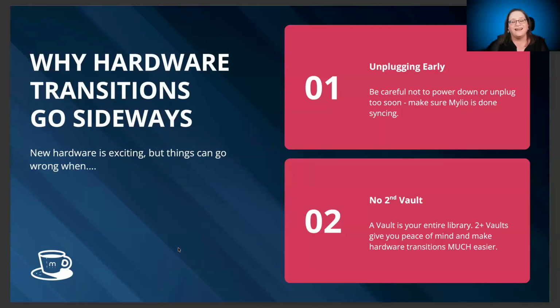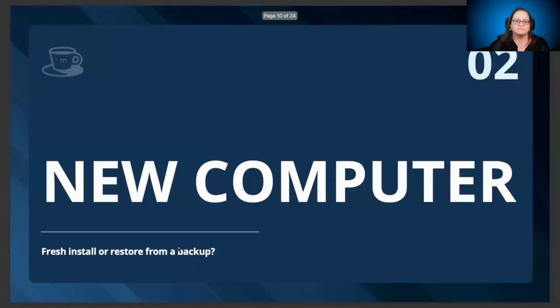Issue number two is not having that second vault. That is your safety net to make sure that if something goes wrong with one device, you have an entire copy of your library on another device that you can fall back on. It makes the hardware transition much smoother.